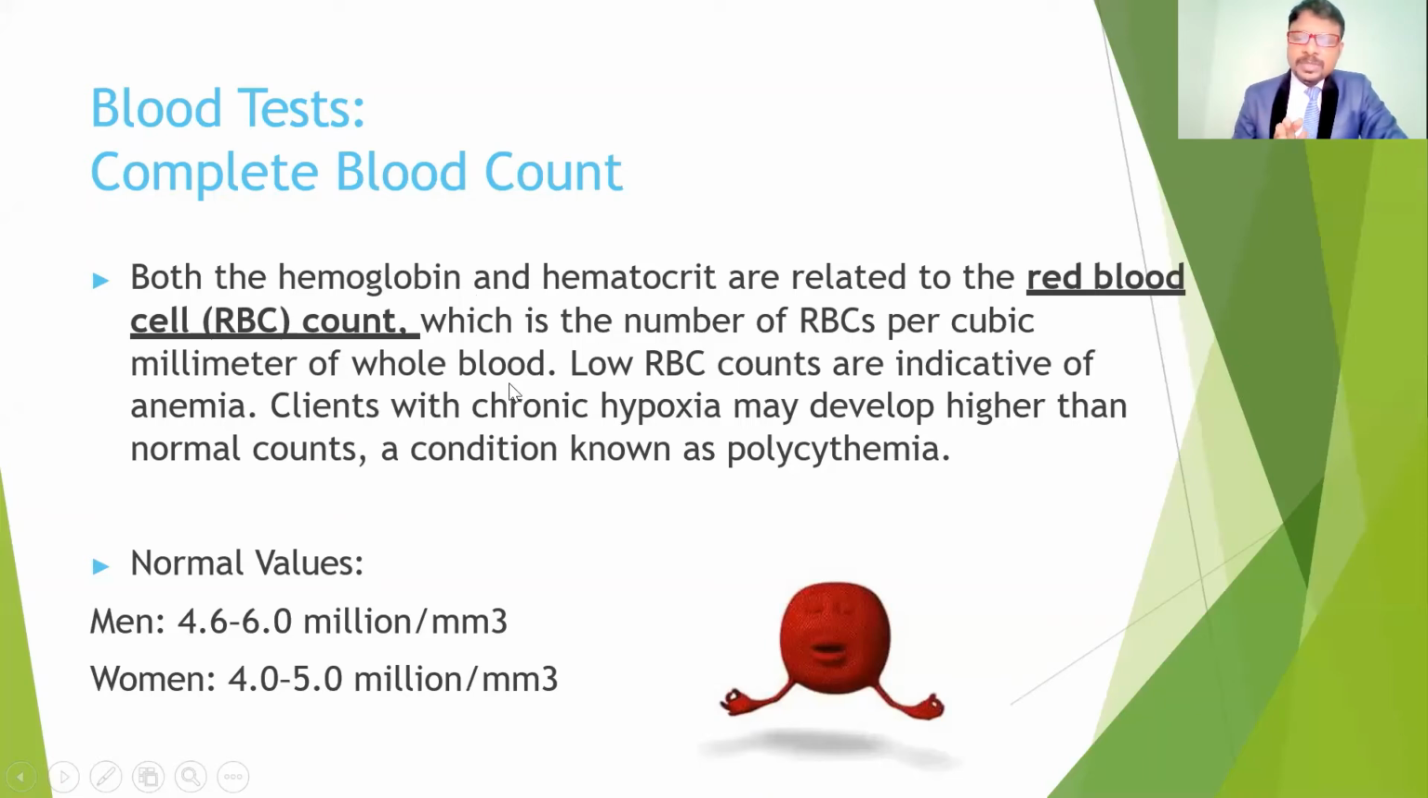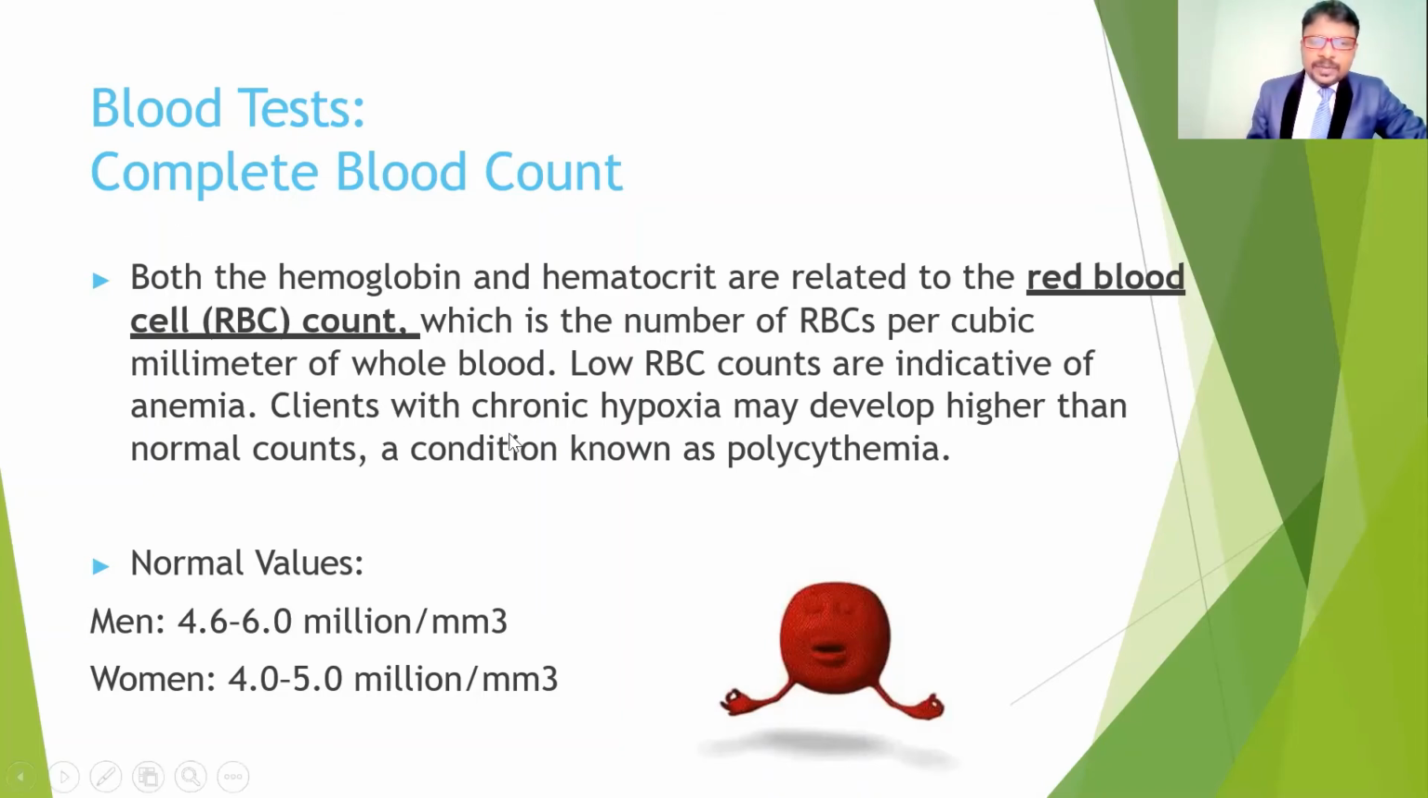If you observe the blood, the cells are around 45% out of 100% of the blood, and 55% is plasma. So how much of the blood is RBC, that is the RBC count. Low RBC counts are indicative of anemia. That means if anybody has a low RBC count, it is called anemia.